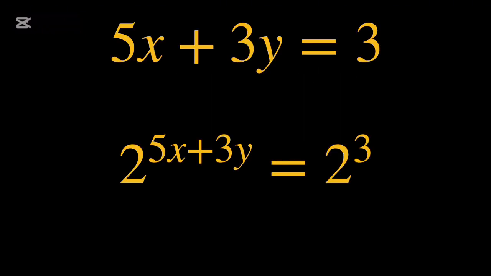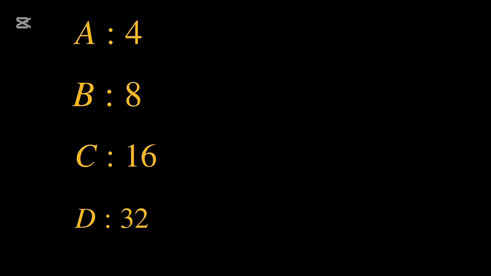Using the given equation, we were told 5x plus 3y is 3. So just plug that in, and we have 2 to the power of 5x plus 3y is 2 to the power of 3, which is 8. Final answer is 8. And the correct option is B.